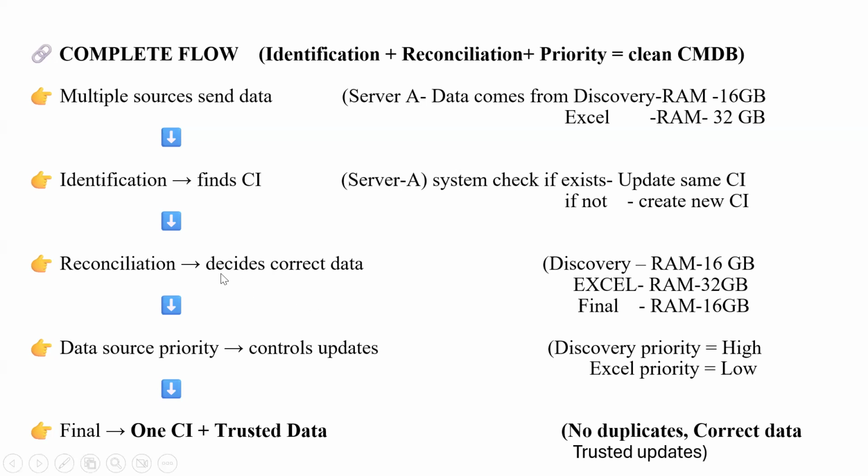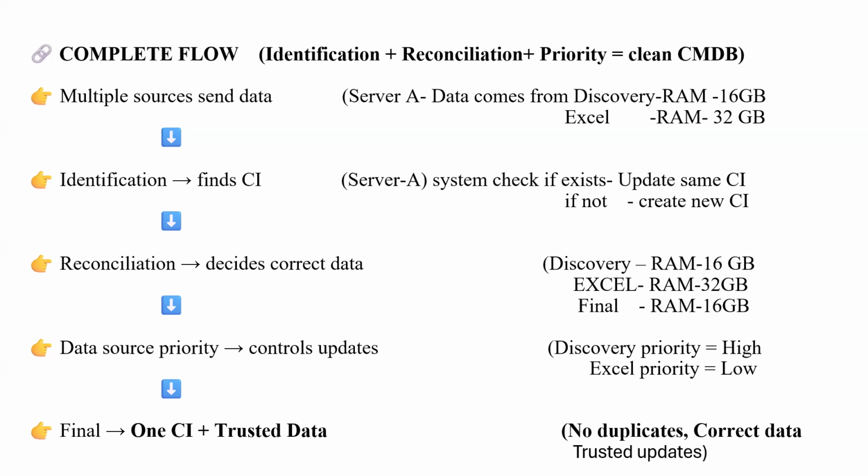Then reconciliation decides the correct data. So reconciliation decides which data is correct when multiple values are received. Simple example: we have multiple sources, Discovery and Excel. Discovery sends RAM with 16 GB and Excel sends RAM with 32 GB. What is the correct data? The data from Discovery with 16 GB RAM is correct. That is the reconciliation rule.